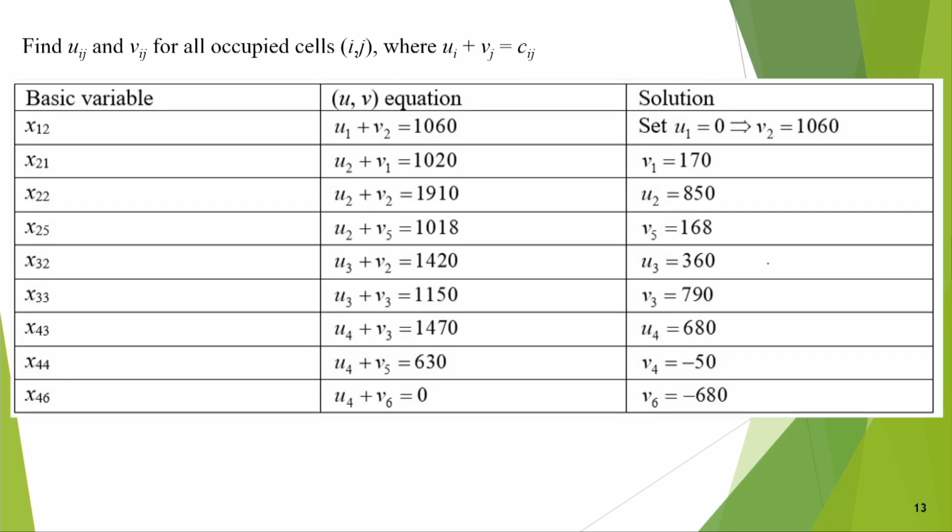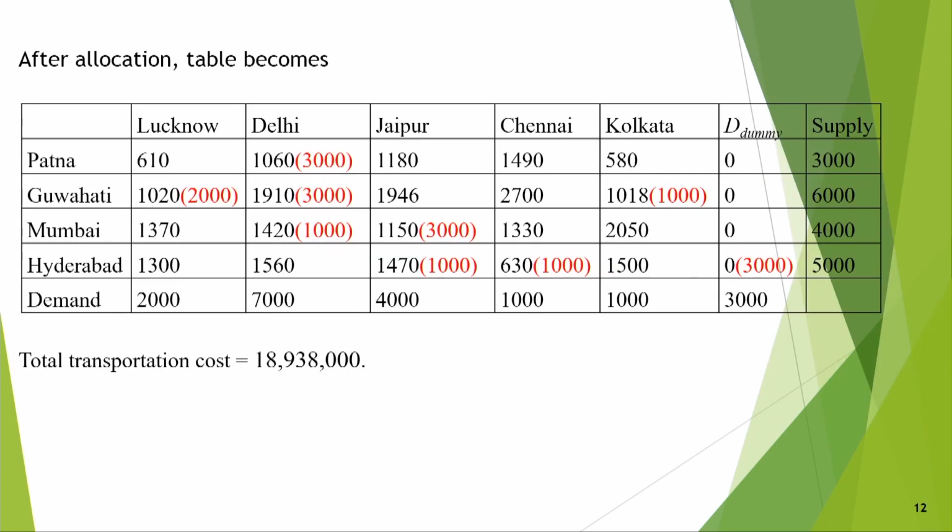Okay. So, what we have to do is find Uij, Vij for all occupied cells. U1 plus V2 is equal to 1060, U1 is equal to 0. Here quickly I will do like this. If I put U1 equal to 0, that means the Patna row has U1 equal to 0. Then I cannot find V1 at this stage because the Lucknow cell is empty, but I can find V2. So V2 is equal to 1060.